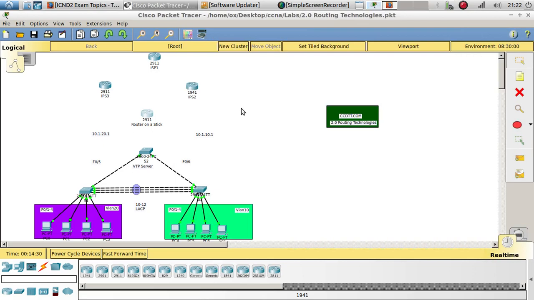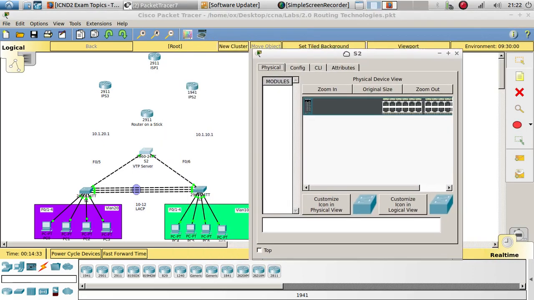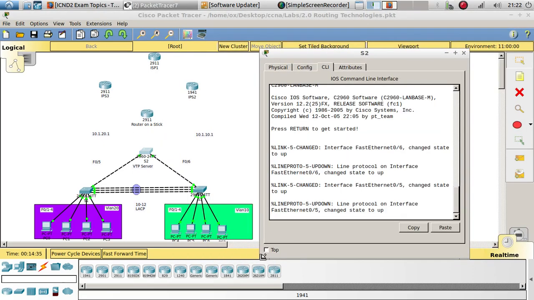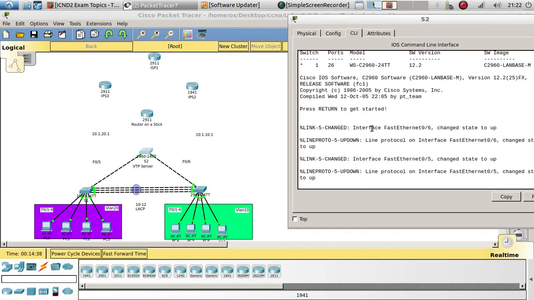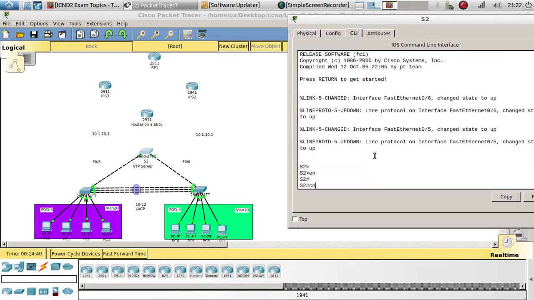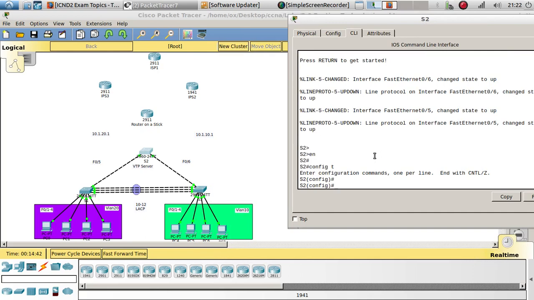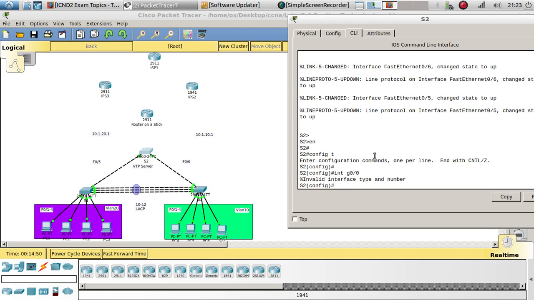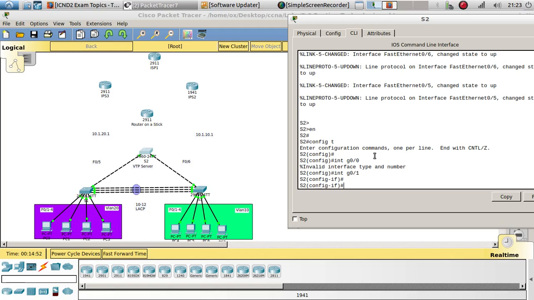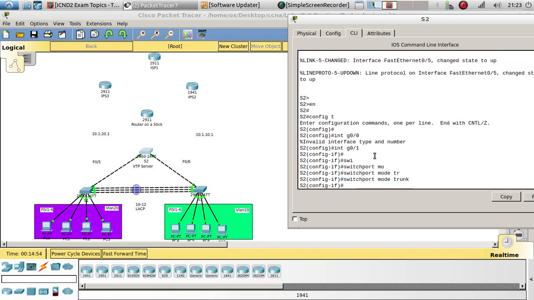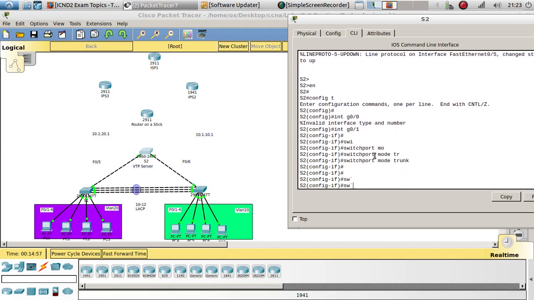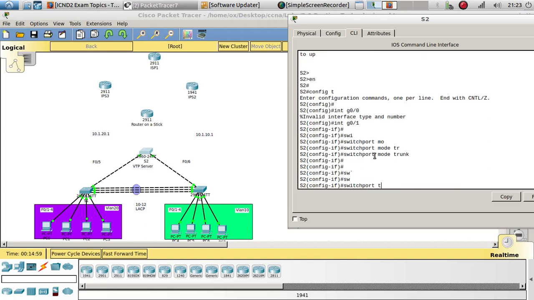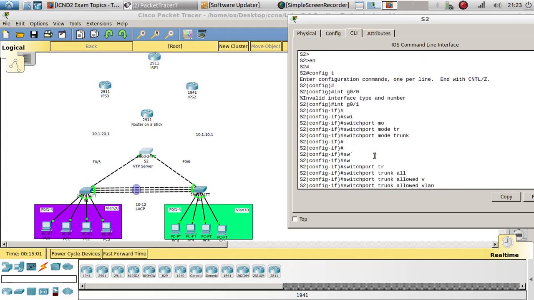It's still not set up. I'm sorry for that, guys. So what we need to do is go to this switch, and the link that's going to be connected to the router needs to be trunking, and we need to allow VLAN 10 and 20 through that. So gigabit 0/1, switchport mode trunk, switchport trunk allowed VLAN 10 and 20.